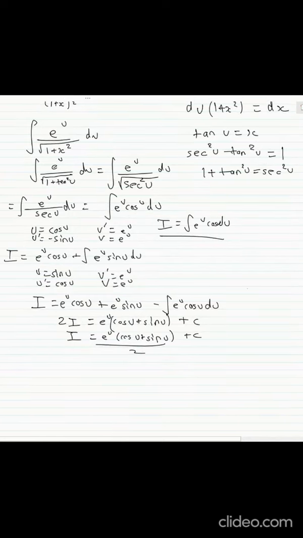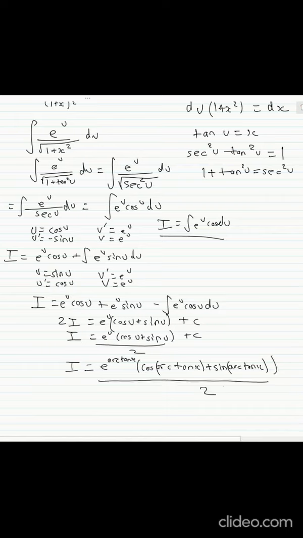Now, as you notice, u was arctan x, so we need to plug that back in before we finish up our answer. So e to the arctan x, cos arctan x plus sine arctan x, upon 2 plus c. And that's our final answer.